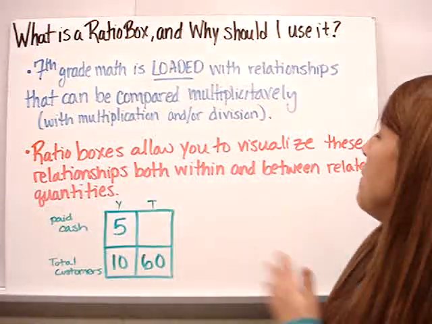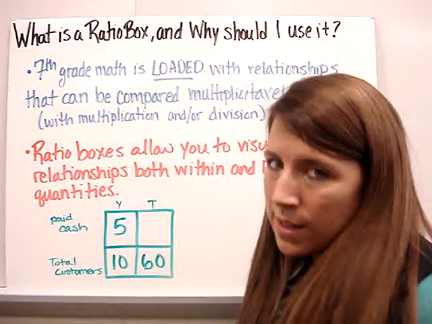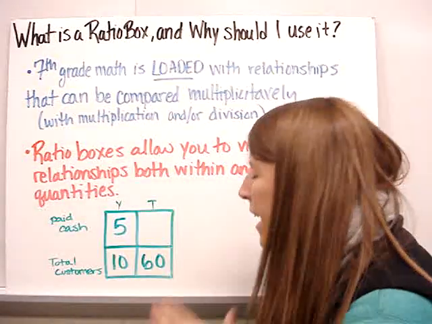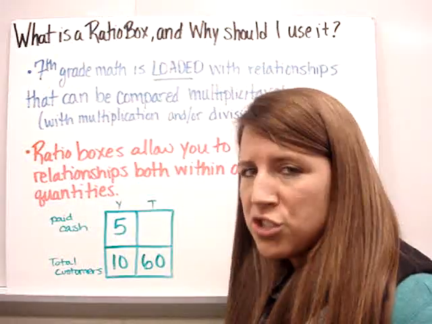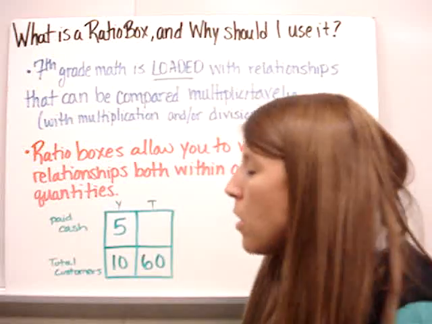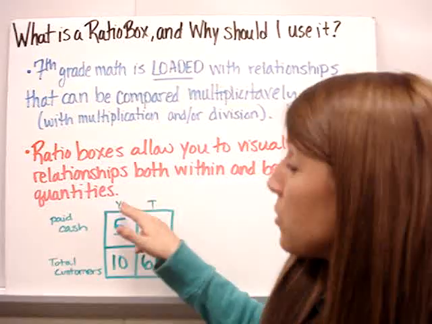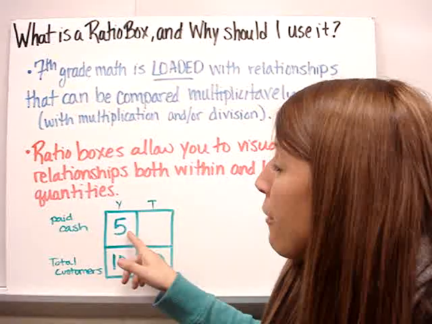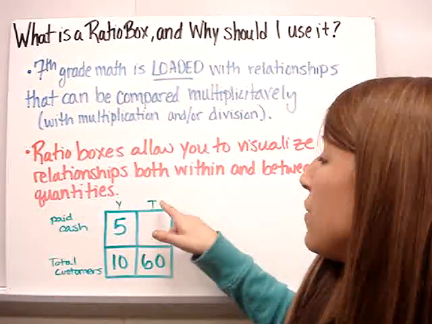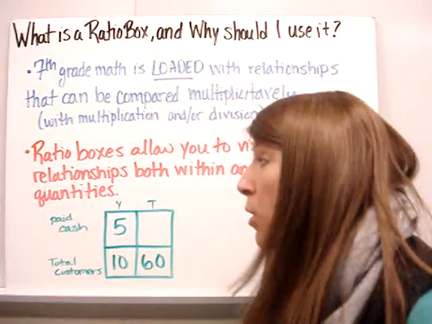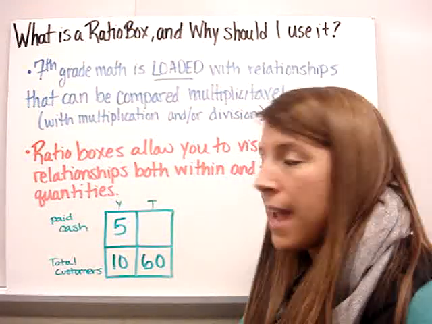Ratio boxes allow you to visualize these relationships both within and between related quantities. So, here's a very general, very basic ratio box in which I'm going to show you the relationships. Now, think about customers in the city riding a bus, okay? Yesterday, that's what the Y stands for, 5 paid cash out of 10 total who rode the bus. So if today 60 people ride the bus, how many, based on yesterday, could we expect to pay cash?